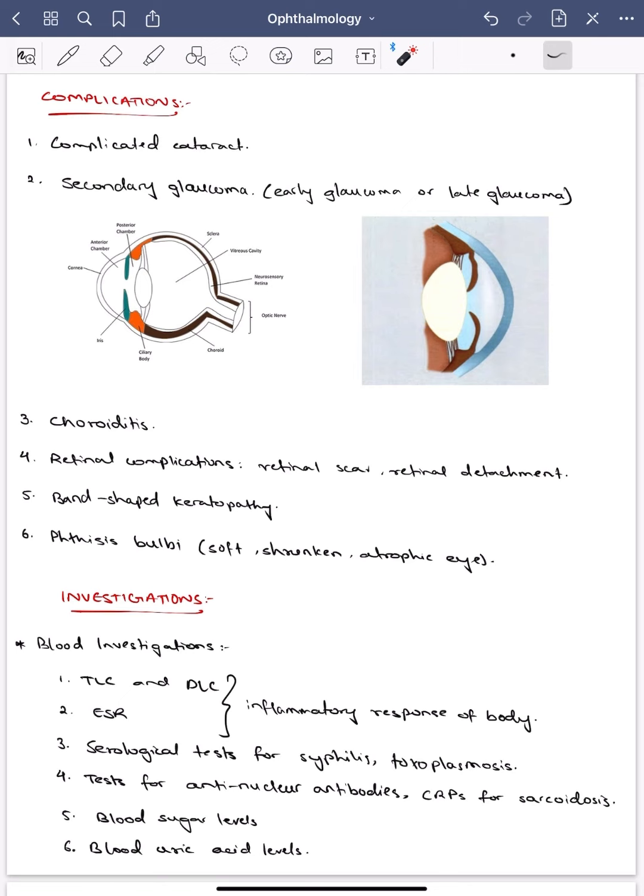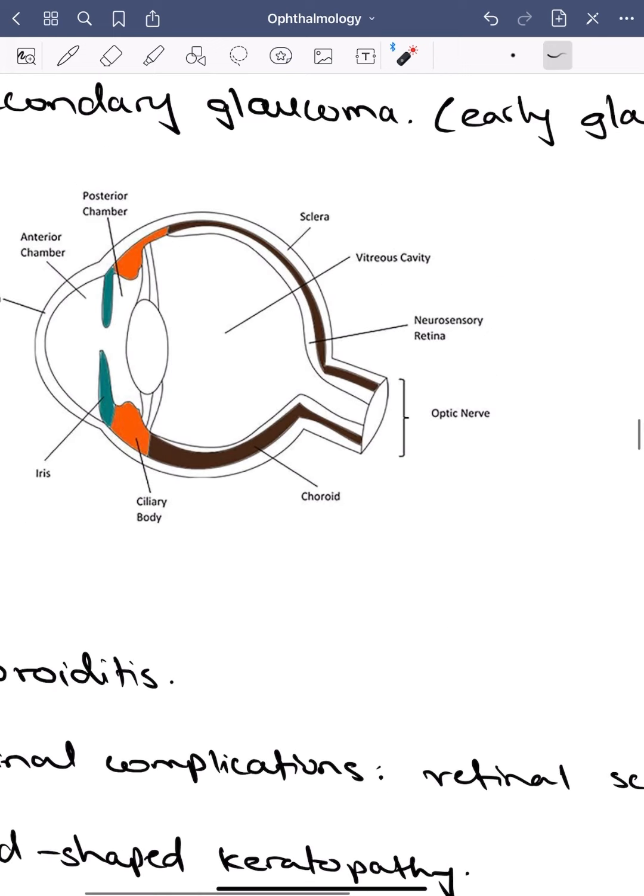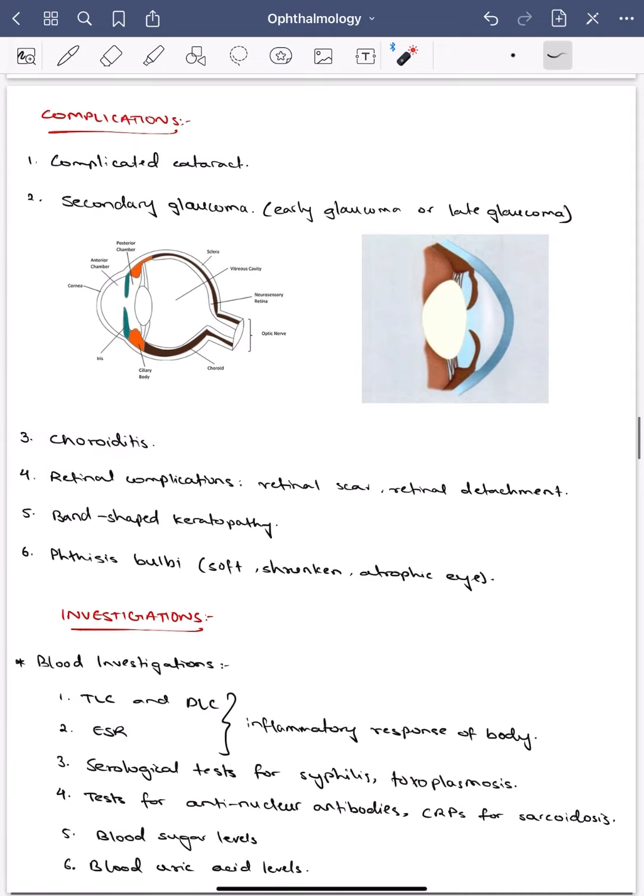These exudates block the trabecular meshwork, and this causes early glaucoma. The late glaucoma is basically because of seclusio pupillae or occlusio pupillae. The flow of aqueous humor from posterior chamber to anterior chamber is blocked, and that results in late glaucoma. So the important complications are complicated cataract and secondary glaucoma.